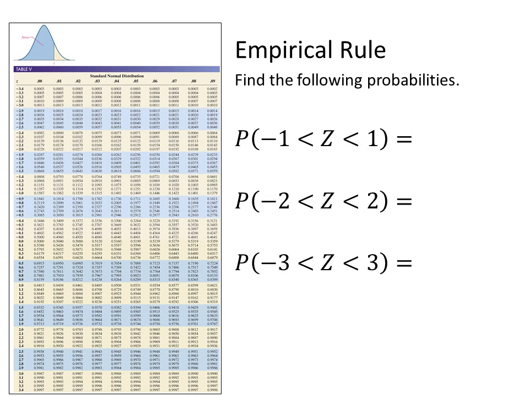Here is an interesting thing. Let's find the area between negative 1 and 1 and the area between negative 2 and 2. The empirical rule has told us that these numbers should be 68%, 95%, and 99.7%. Let's see if that's actually the case. I'll give you about 30 seconds to do those.